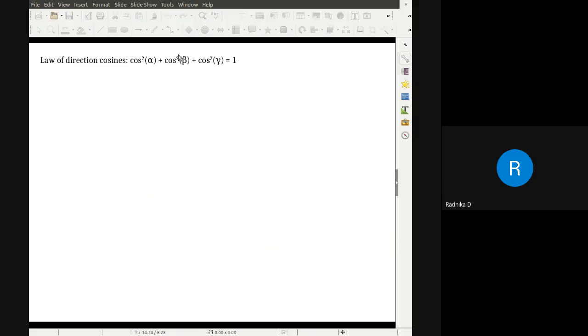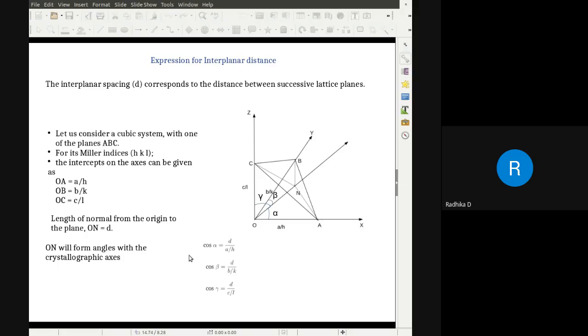Next, what are you going to do? You are going to consider this particular expression: cos square alpha plus cos square beta plus cos square gamma is equal to 1. This is known as the law of direction cosines.